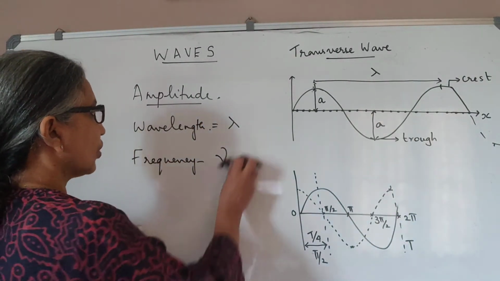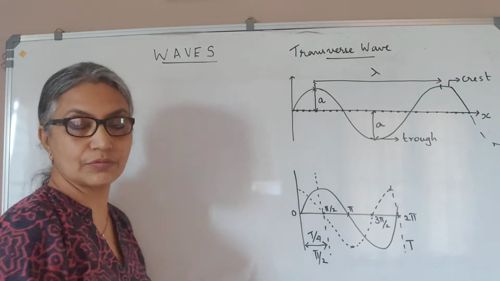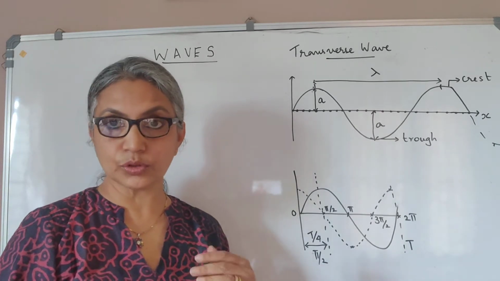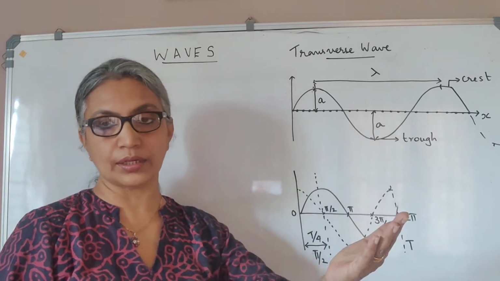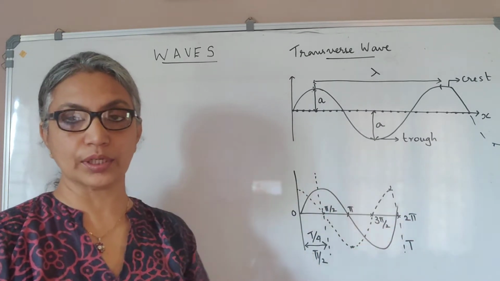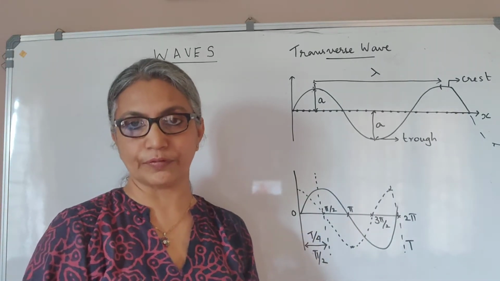Also, both transverse wave and longitudinal waves are called progressive waves or traveling waves, because even though the particles of the medium do not move from one point to another point, energy is transferred, momentum is transferred from one point to another point, and therefore we say the wave is a traveling wave or a progressive wave.